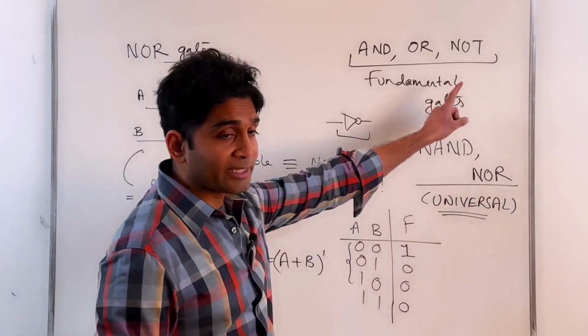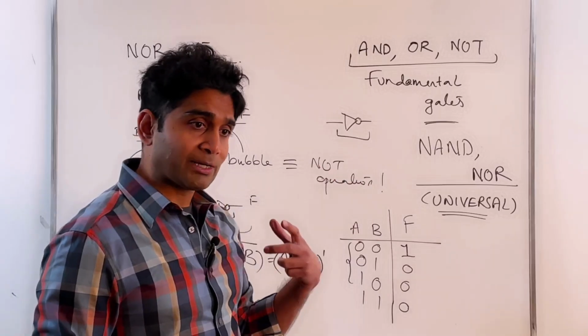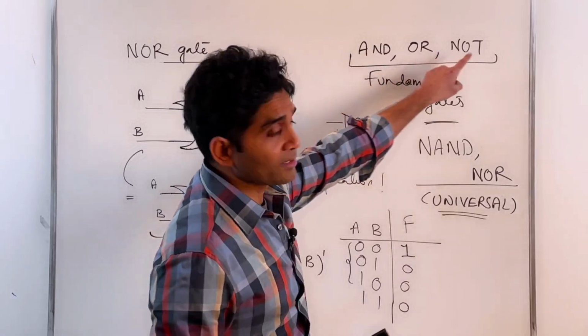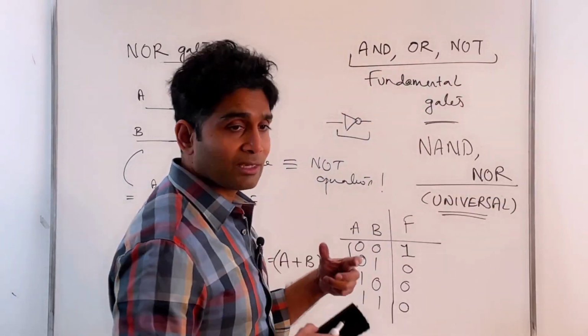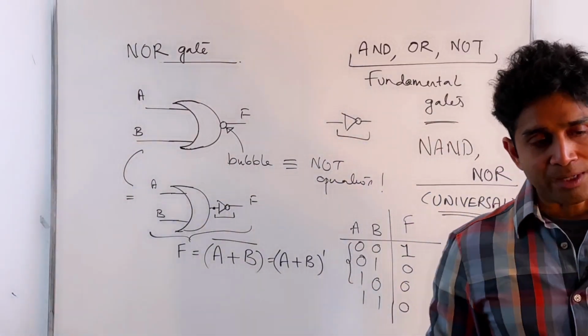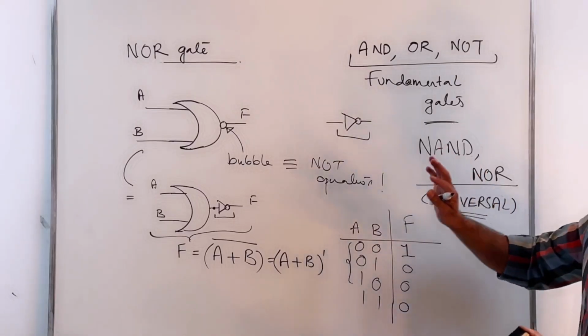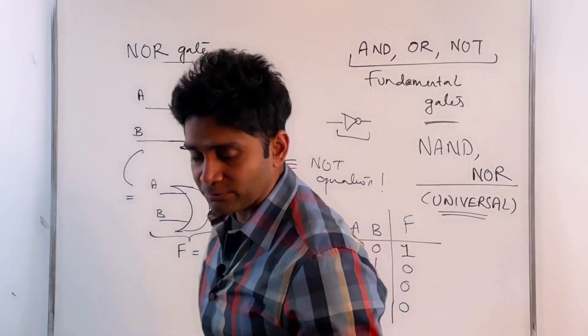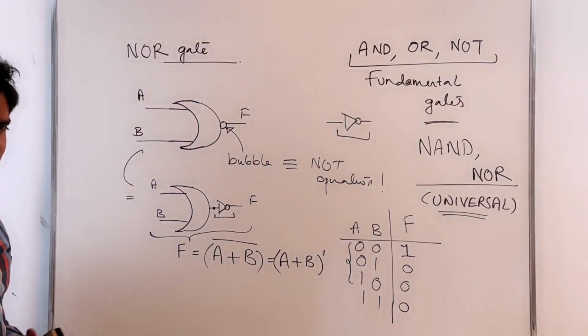Different from the fundamental gates, because if I want to use fundamental gates in construction, I should have all of these gates, a collection of AND, OR, and NOT, to be able to construct my devices. For these, not necessary. One type of gate is good enough. That's why these are called universal gates. But how do I prove this?